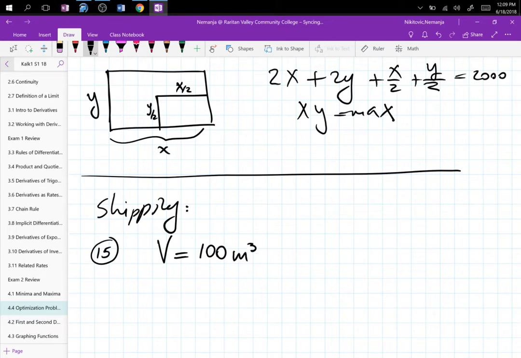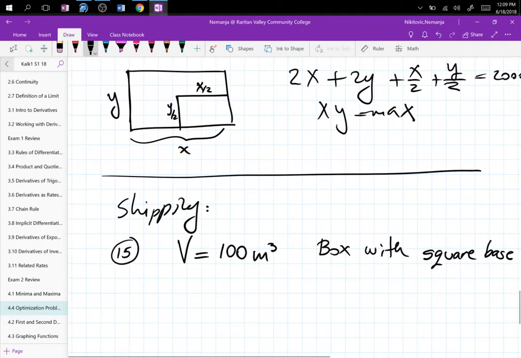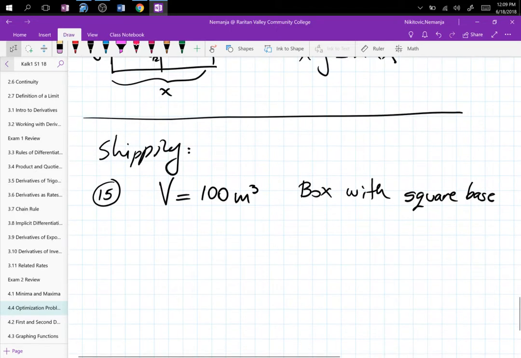They want a box with square base. Trust me, you want the square base there, otherwise it's a Calc 3 problem. If it's not a square base, how many variables do you have for a box? 3, x, y, and z, right? But if you're square base, then your x and y are the same. So then you have just x and y. I mean x and z, but call it that way.